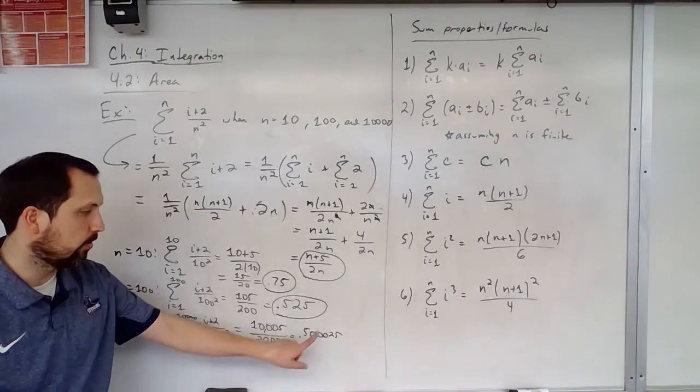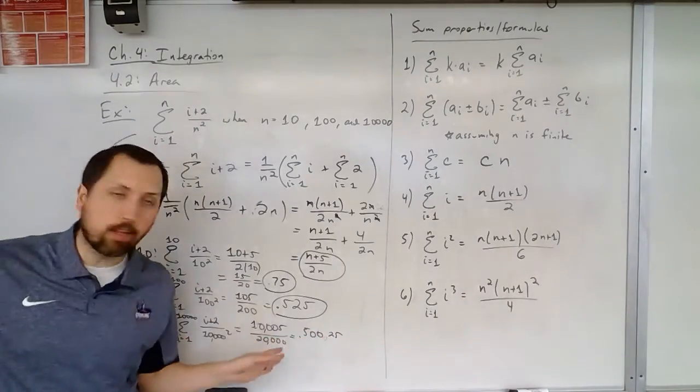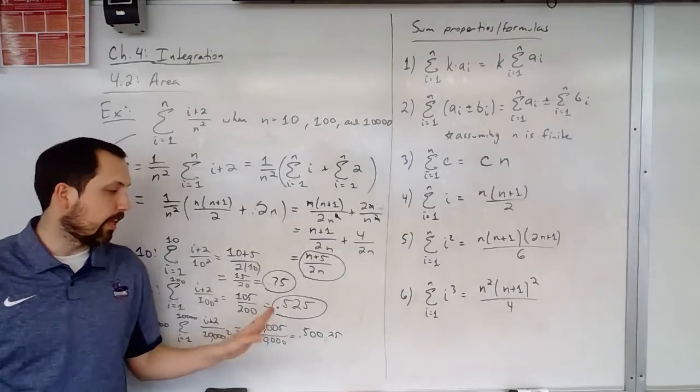So it's going to be 0.50025, I think. I don't know. Nonetheless, plug that into the calculator. This is what you get.